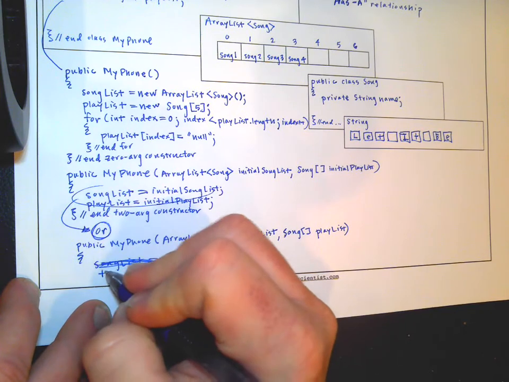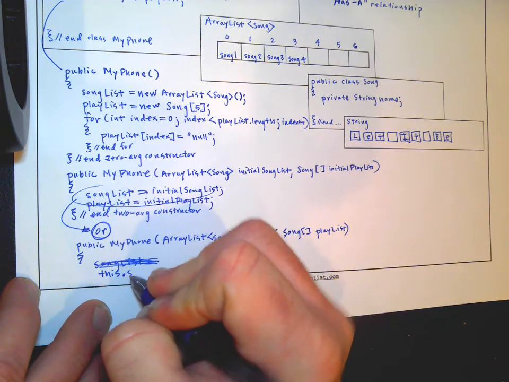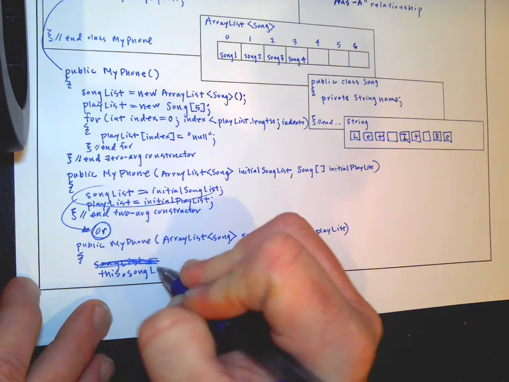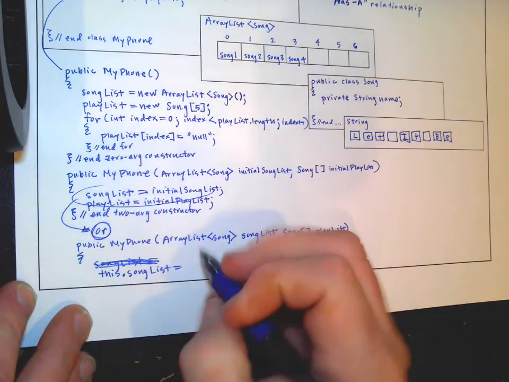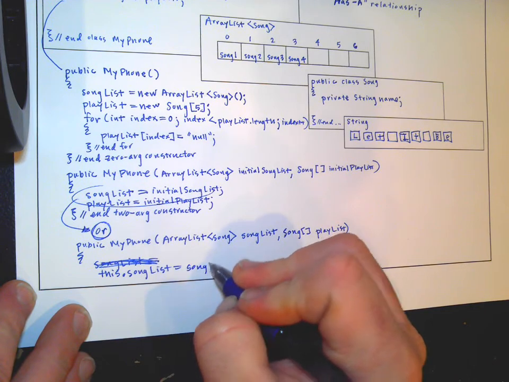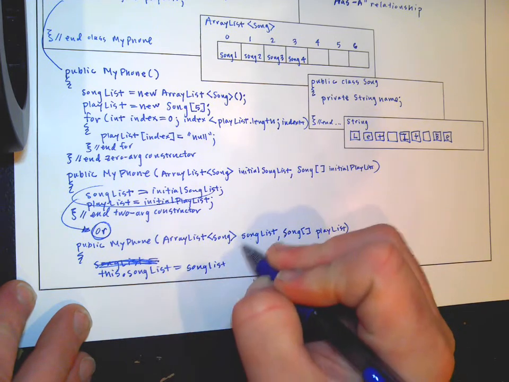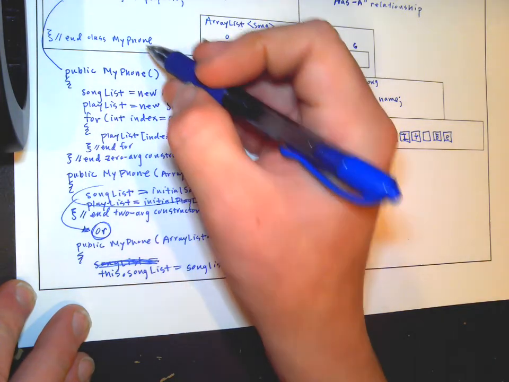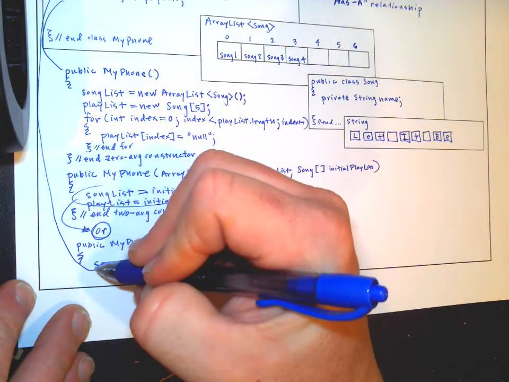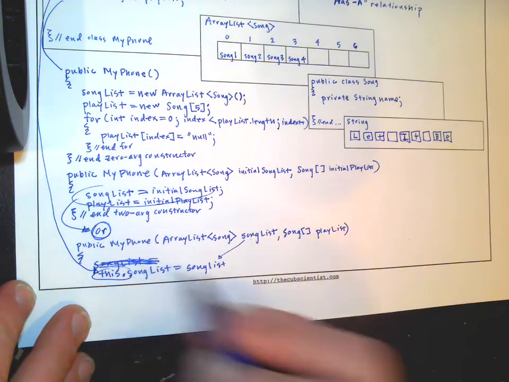You say this dot song list, okay? And so that says, okay, this is a song list from up here equals song list. Like, okay, well, that one's this one, right? So this one, way up here at the top is that one. Use this keyword thing, this dot.